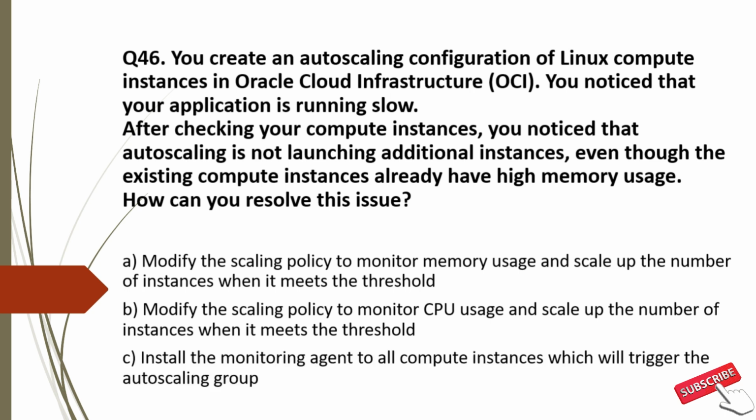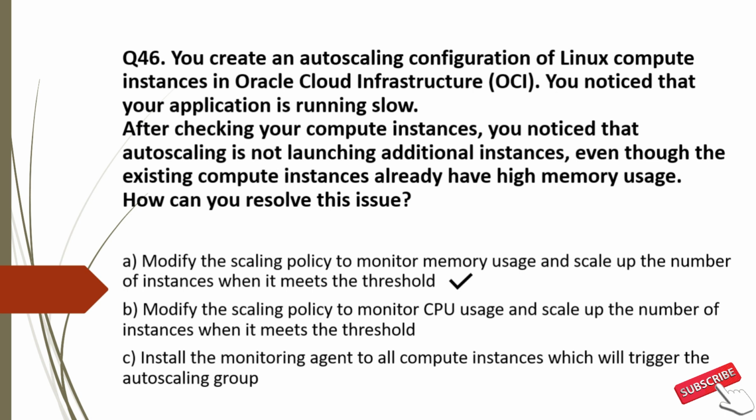C. Install the monitoring agent to all compute instances which will trigger the autoscaling group. Now analyze the options. Option A. Modify the scaling policy to monitor memory usage and scale up the number of instances when it meets the threshold. This is correct. The problem is with memory. So you need to modify the scaling policy to monitor memory usage. So this option is correct.